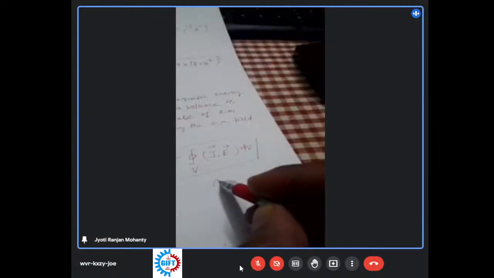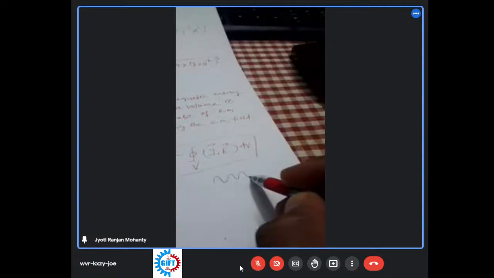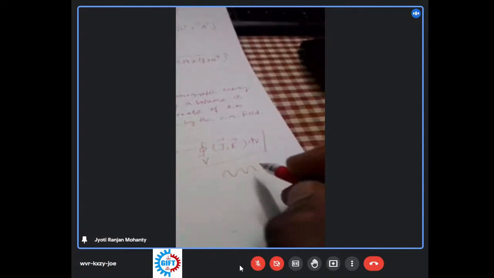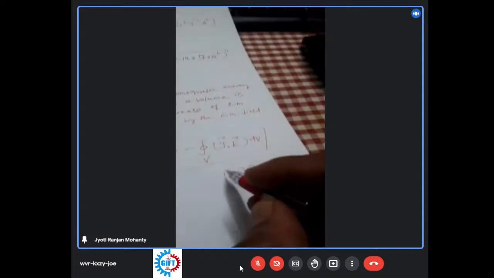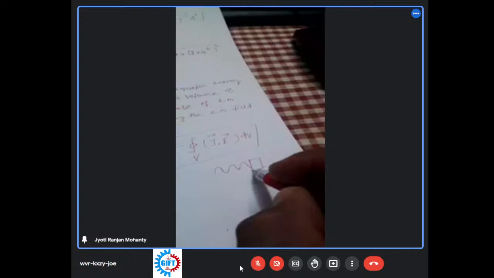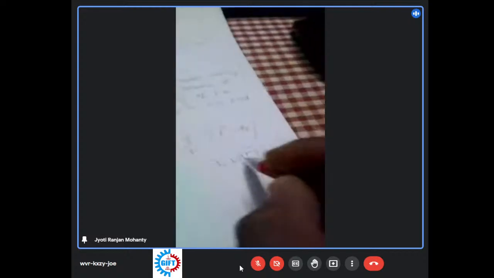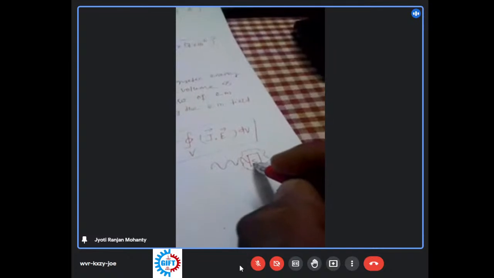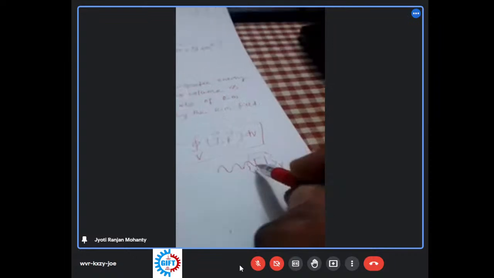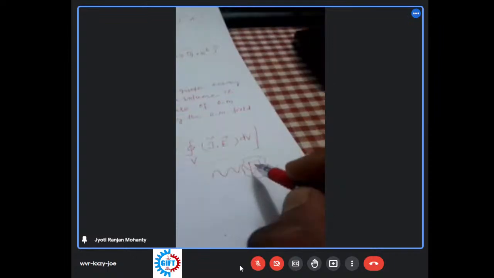So that means your Poynting theorem says that when the electromagnetic wave propagates, the flow of total electromagnetic energy through a closed area. Suppose the electromagnetic wave is propagating through a closed area and this area is bounded by a volume. Within the volume, the area is present through which the wave is propagating. He said that the total electromagnetic energy.